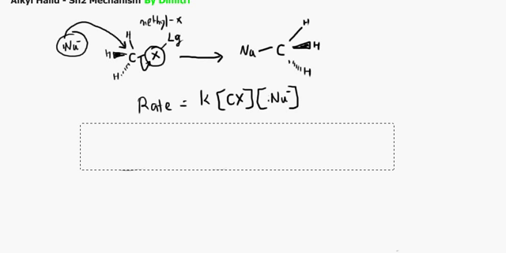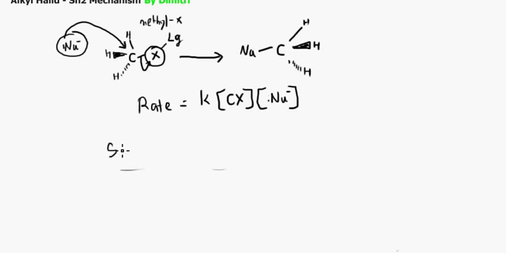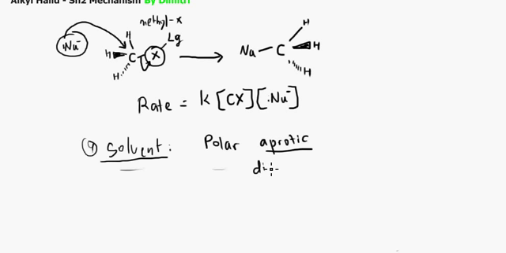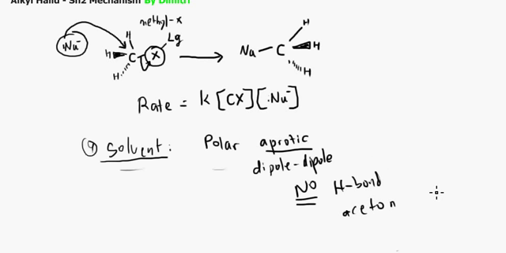Now, the fourth thing that we should consider is our solvent. Solvent is important as well, and for an SN2 reaction we need a polar aprotic solvent. What does aprotic mean? It means it's polar, it's dipole-dipole, but no hydrogen bonding. So a good one could be acetone. A bad one could be anything with hydrogen bonding, so it could be water.